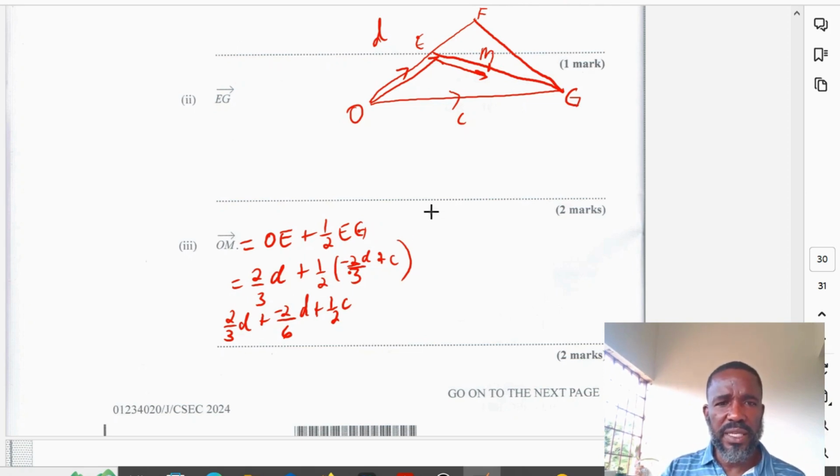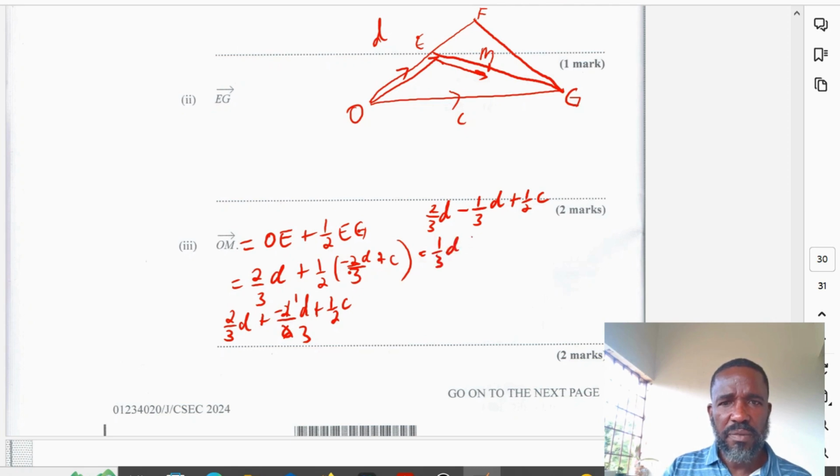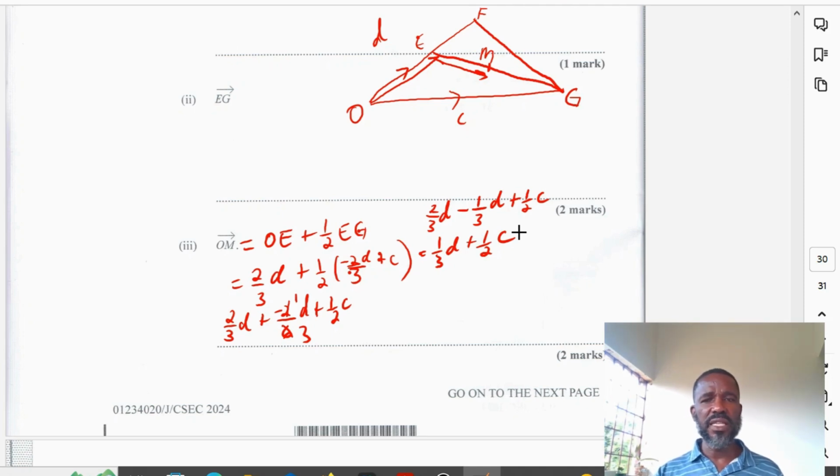So therefore, this is the same as saying 2/3 d minus, and we can cancel because 2 into 2 will go 1 and 2 into 6 will go 3. So therefore minus 1/3 d plus half of c. So when we work that out, 2/3 minus 1/3, if we have 2/3 and we take away 1/3, we are going to be left with what? 1/3 d plus half of c. And that is how we go about solving these types of vector questions.